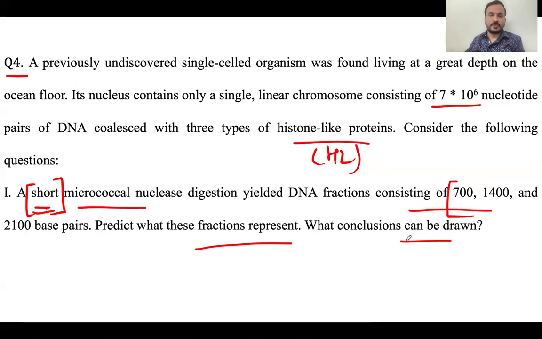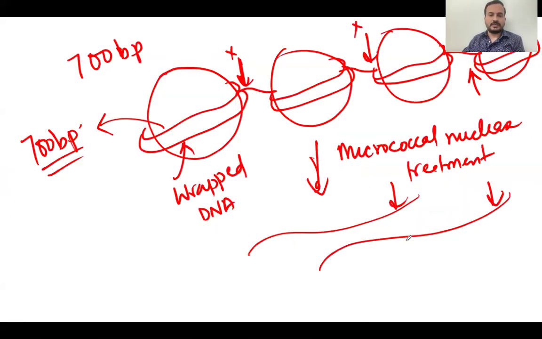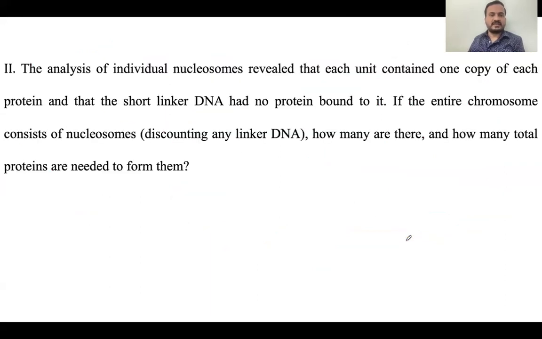I mean, each nucleosome in this particular case consists of 700 base pair of DNA, unlike humans where we see 160 base pair of DNA wrapped around a histone protein. Correct? Second question, second part of the same question. The analysis of individual nucleosomes revealed that each unit contained one copy of each protein.